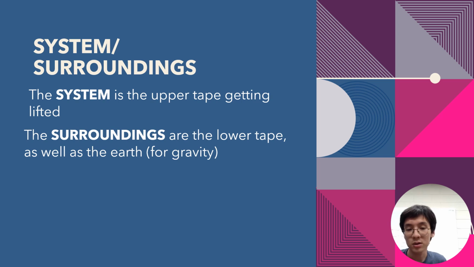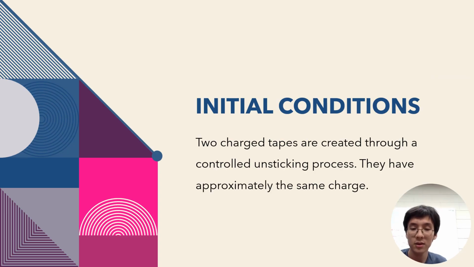For this situation, the system is the upper tape that's getting lifted, and the surroundings are the lower tape as well as Earth for the purposes of gravity. The initial conditions are that two charged tapes are created through a controlled unsticking process. They will have approximately the same charge.